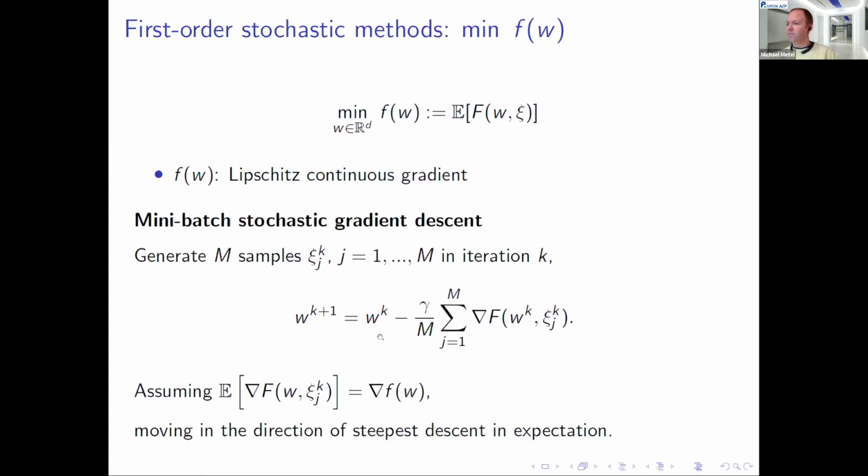Here, this is a mini batch setting where we've taken M samples, and then we approximate the gradient of little f by taking the average over these samples of the stochastic function's gradient, and then move in the negative direction. A key assumption is that we can generate unbiased samples of the true gradient. So assuming this expectation of the gradient of the stochastic function equals the gradient of the function little f, then we're moving in the direction of steepest descent in expectation.